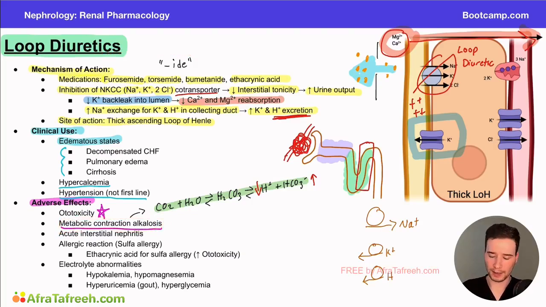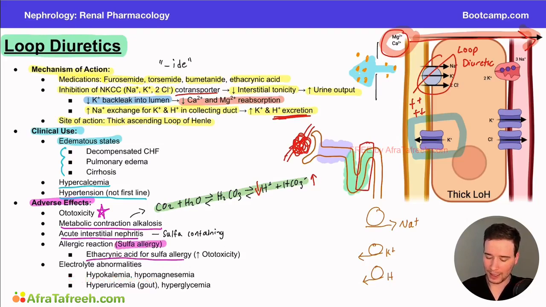Now, another adverse effect includes acute interstitial nephritis. This is most likely to be seen in our sulfa-containing loop diuretics. So that includes our furosemide, torsemide, and bumetanide. And essentially, this sulfa component can react in the body. It can create a little bit of a hypersensitivity reaction that can affect the kidney, leading to acute interstitial nephritis. Which leads us to our next point, in that if a patient has a sulfa allergy, we're going to consider using ethacrynic acid.